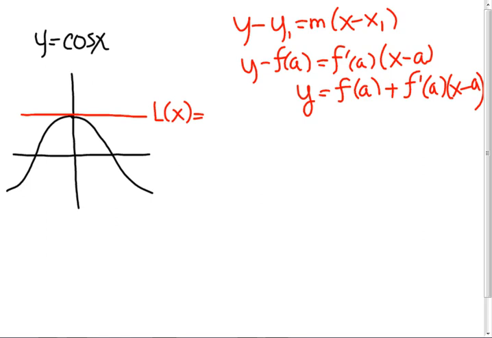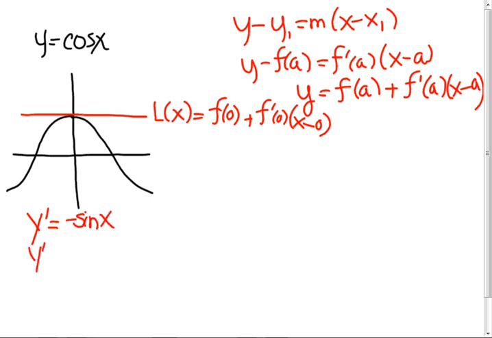And that's what they do. They call it L of x. Okay, so it's going to be f of 0 in this case plus the derivative at 0 times x minus 0. Well, what's the equation of that line? It's 1. Because what's the slope here? Now, I know what it is because I've drawn the picture, but what would you have to do? You'd have to find the derivative of this. You'd have to find y prime. What's y prime equal to? Negative sine of x.